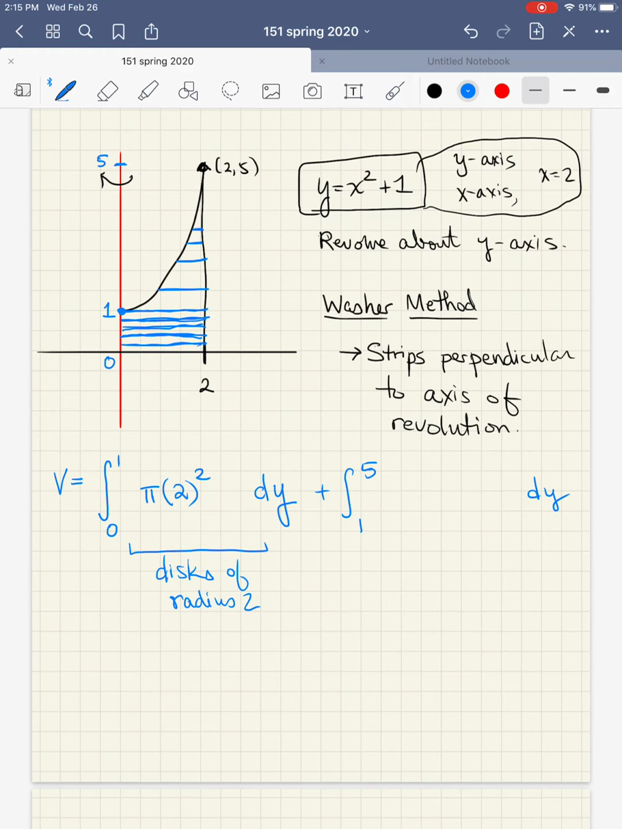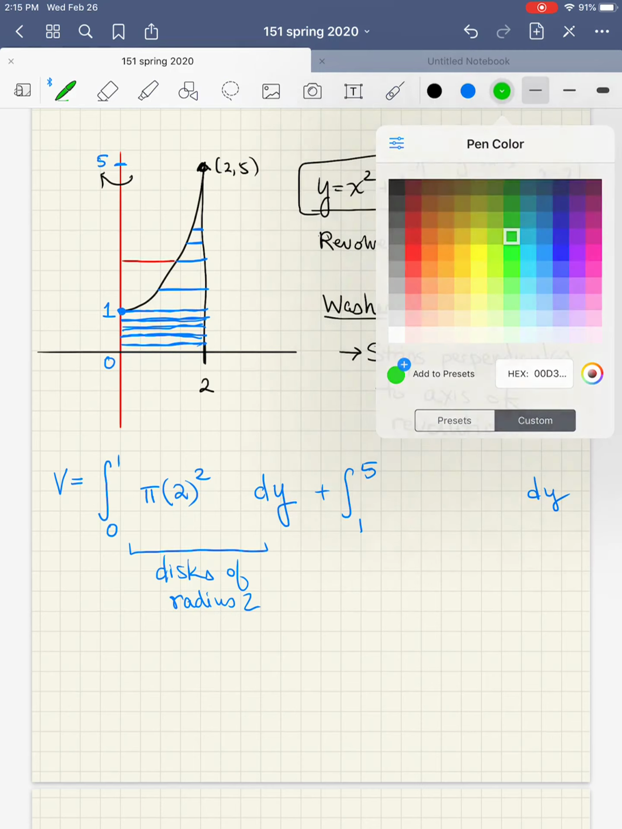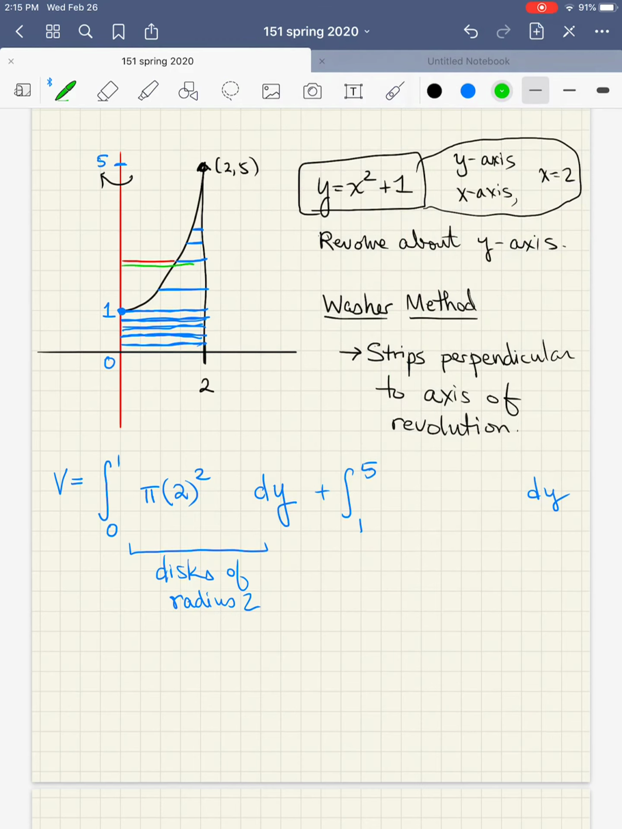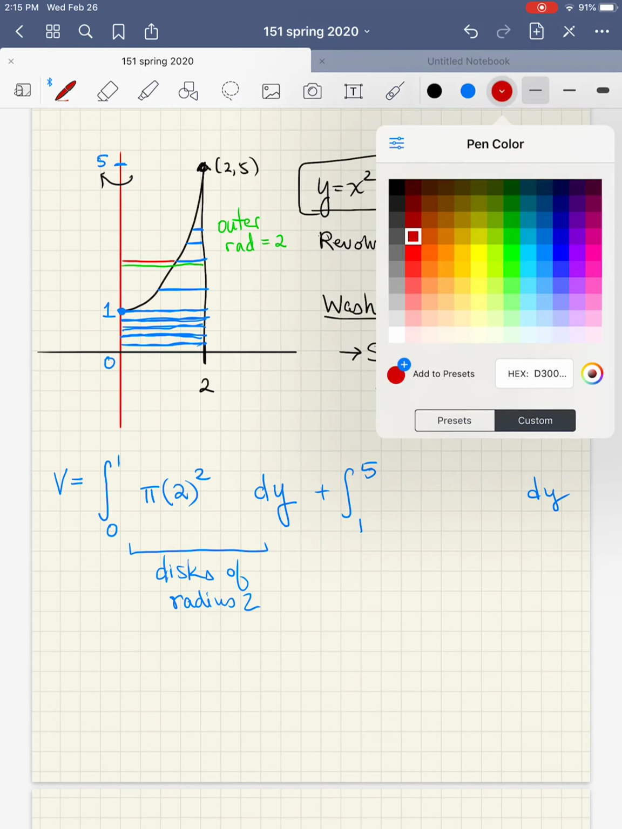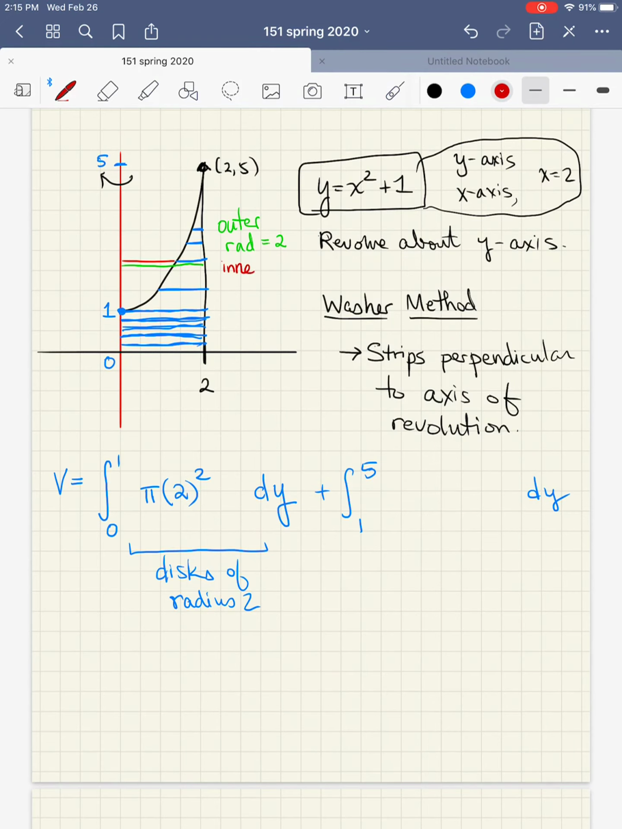And then up here, when I move a little bit higher, now I'm more concerned with the inner and the outer radii. So maybe I'll do them in red and green. If I draw these in here, I can see the outer radius is still going to be 2. The outer radius is going to equal 2. And the inner radius is going to equal the x-coordinate on y equals x squared plus 1.